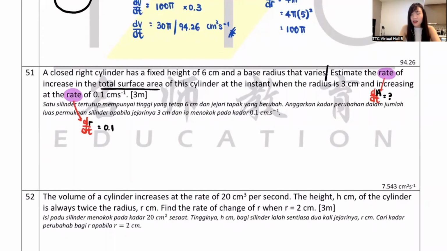Then it is dr/dt. How do I know it's dr/dt? You read the question, they say at the instant when the radius is 3 cm and increasing at this rate. So they mention radius and then continue to mention about radius. That's the reason it is dr/dt, 0.1.